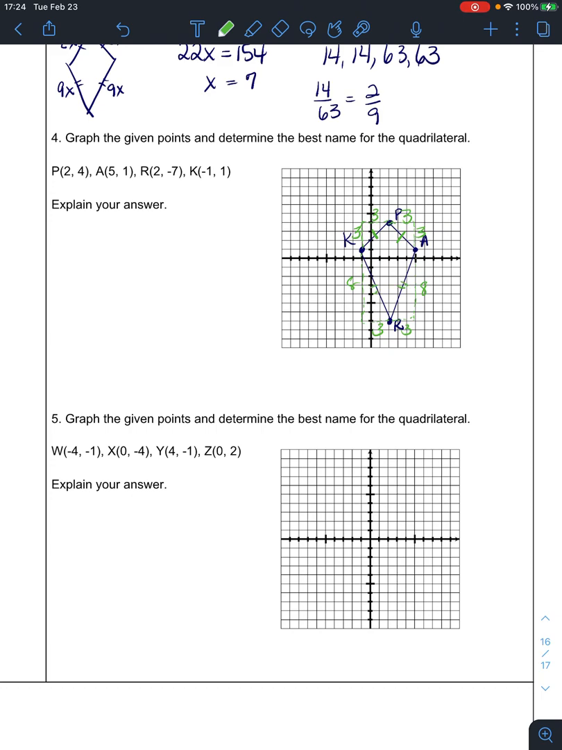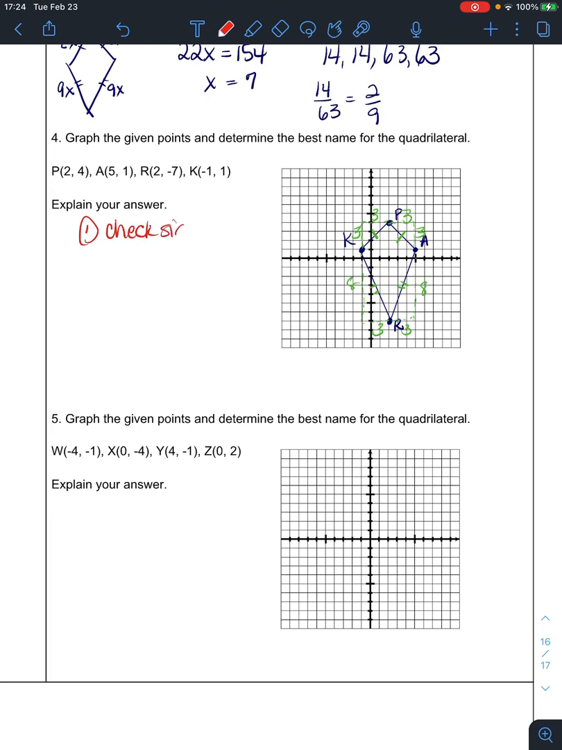So one way to test for a kite is you would test your consecutive sides. We want to make sure that two sides are congruent. That's one way to test. Here's the other way to test. I could have also checked. So one, you want to check your sides.